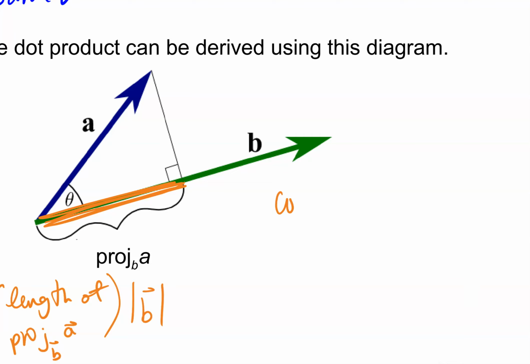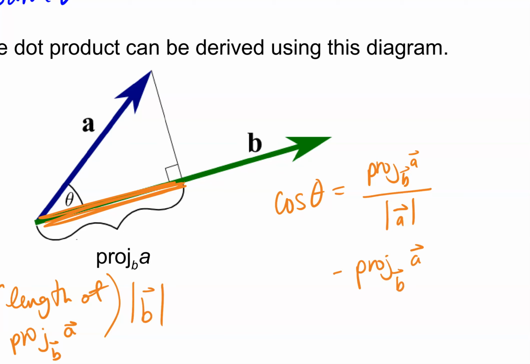So I'm going to use cosine, because cosine of my angle is going to be the adjacent, the projection of a onto b, over the hypotenuse, which is going to be the magnitude of a, right? The length of my hypotenuse is just the magnitude of a. So that means the projection of A onto B is going to be equal to the magnitude of A times cosine of theta.